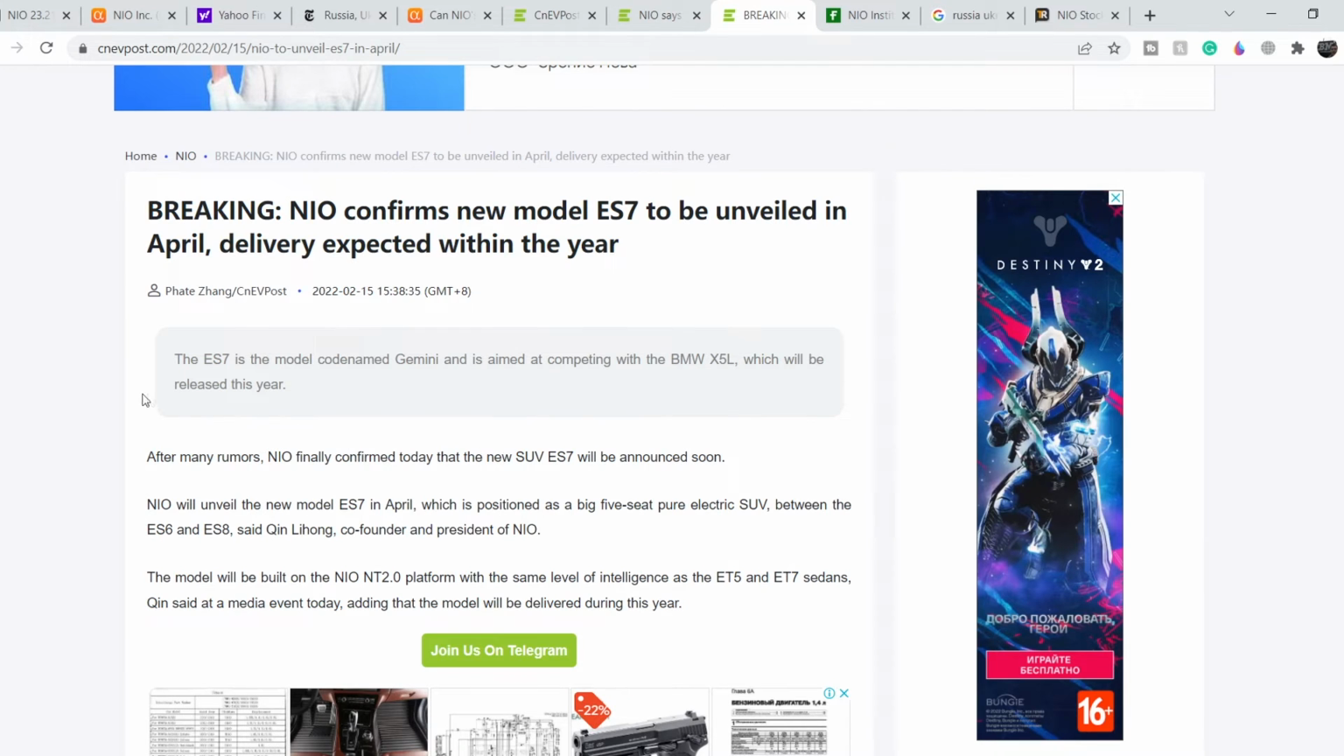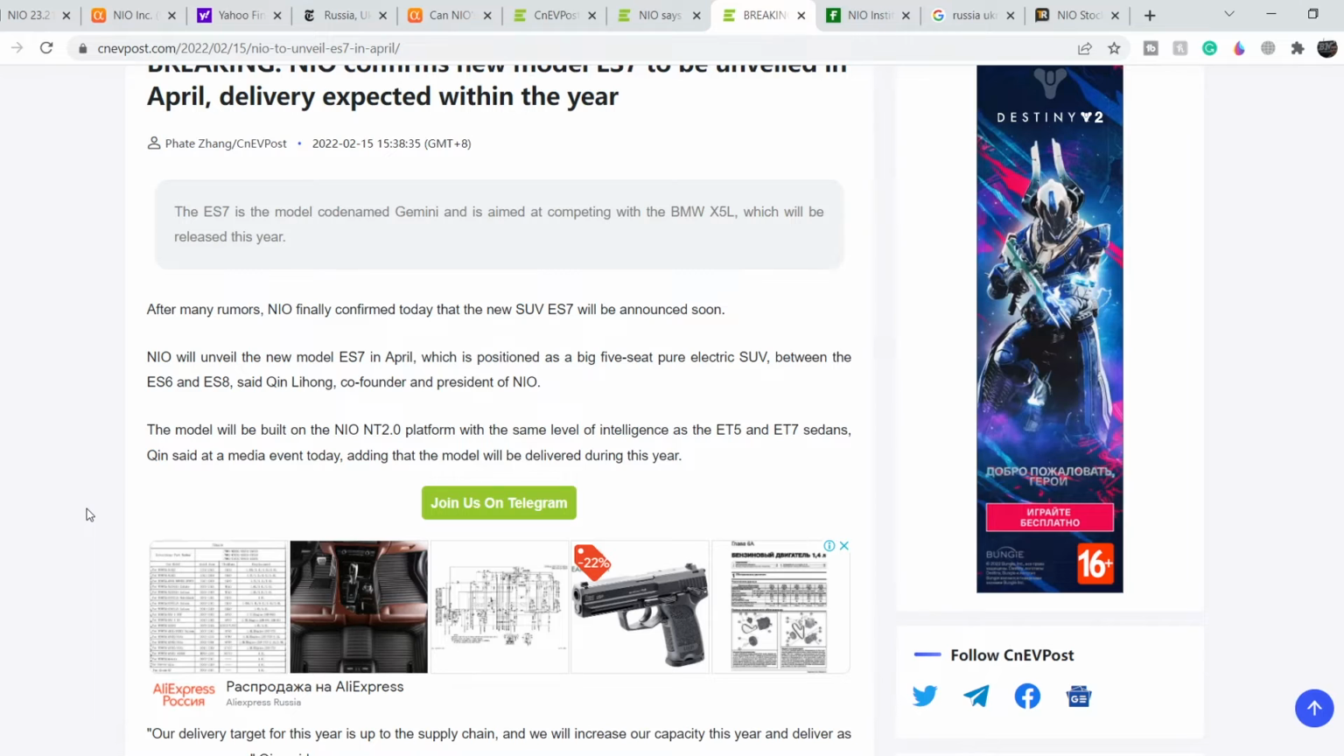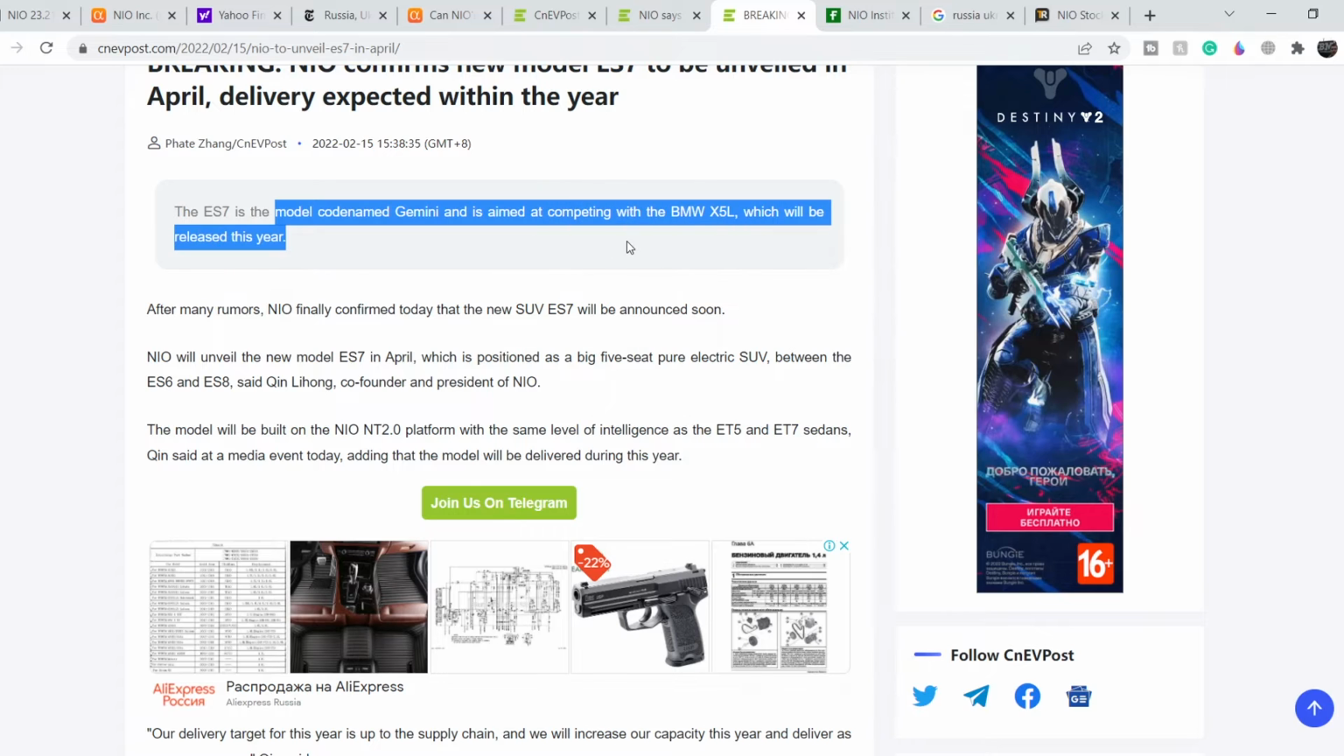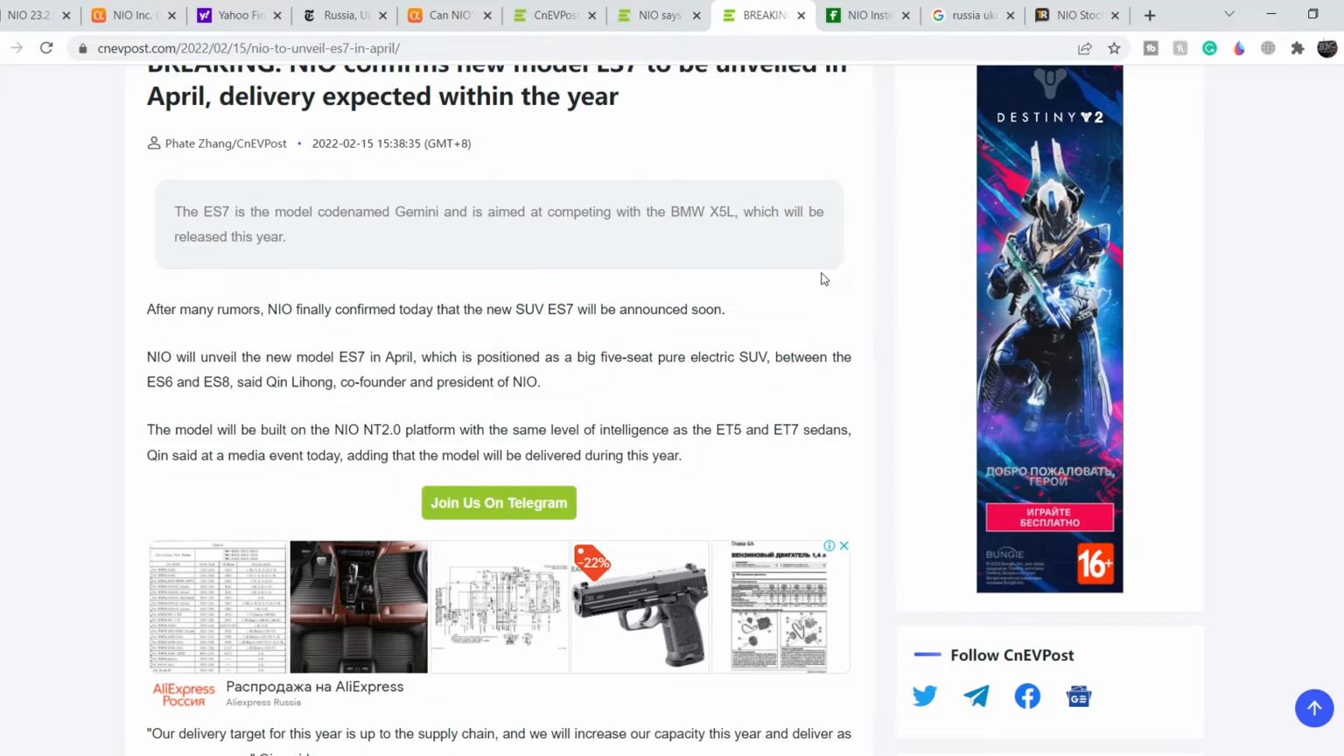And definitely it is a very good feature that might attract new customers. On top of that, let me show you this news. On February 15th, we have this article, and it says NIO confirms new model ES7 to be unveiled in April. Delivery expected within the year. Definitely the increase in their lineup shows the huge potential of this company. ES7 is the model codenamed Gemini and is aimed at competing with the BMW X5L, which will be released this year. So it is quite a big SUV, and I have to say that the more models this company has, the higher exposure on the market they will have. And definitely it is a very good sign.